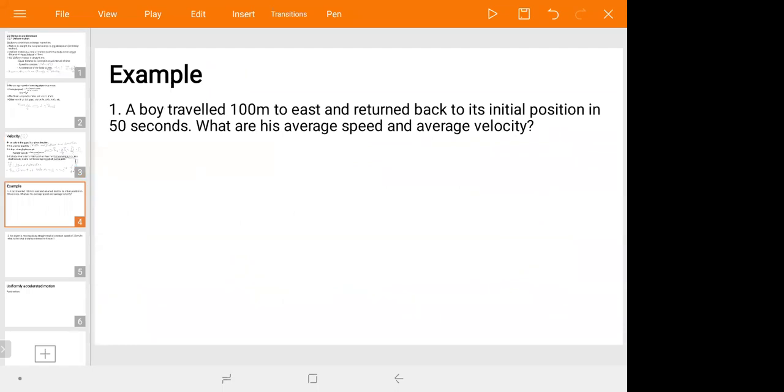Okay, let us see one example. A boy traveled 100 meters to the east and returned back to its initial position in 50 seconds. What are his average speed and average velocity? Have you seen this question? Try this question.